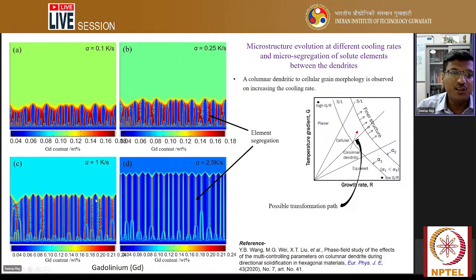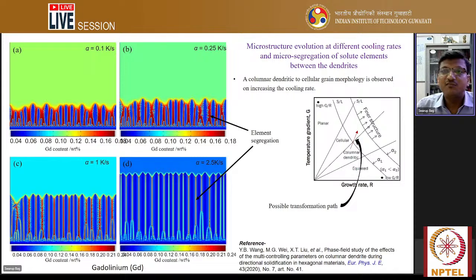So these are the different cooling rates we observe, and we see the columnar structure forms. But during its formation, the columnar dendritic structure tries to form a cellular structure, though there might be some segregation. Segregation means that along this particular line there is a change; the composition is not uniform. The composition actually changes during the solidification process. So segregation is one of the problems associated with solidification.